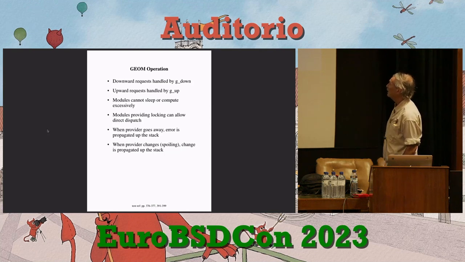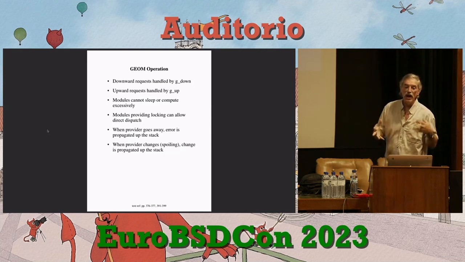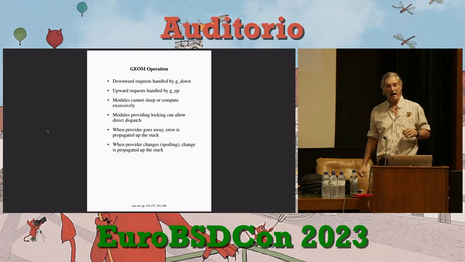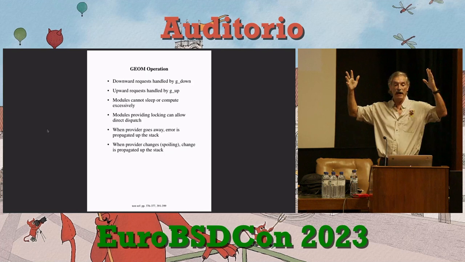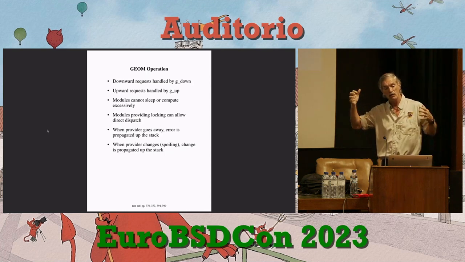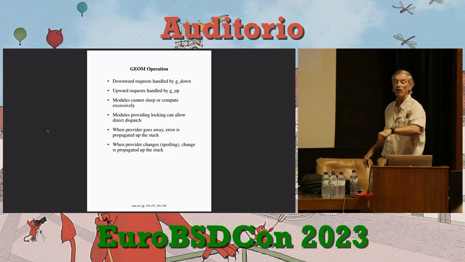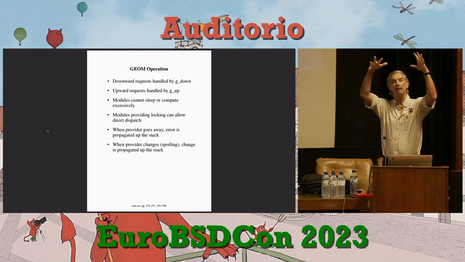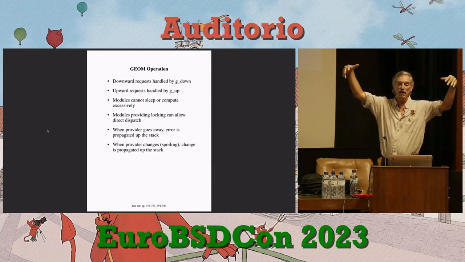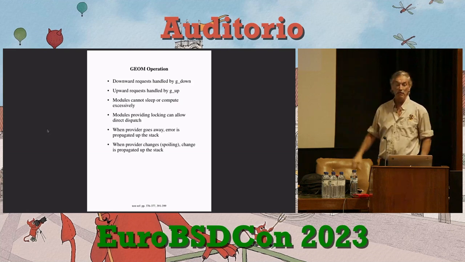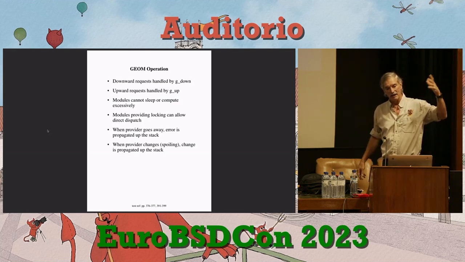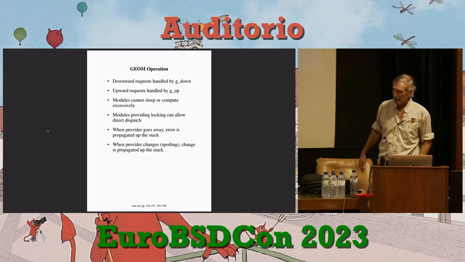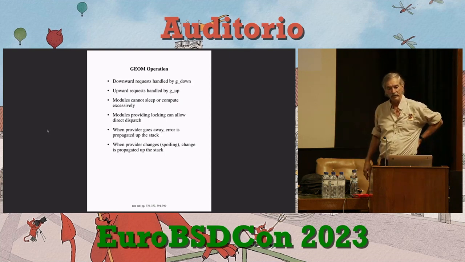The other thing is when a provider changes, this is called spoiling, then that gets propagated up the stack. And spoiling is something such as the disk label identifies a GPT label. And so the fact that there are now these two new disk entries is going to get propagated up. And it's that propagation going up where things like the entry will get made in /dev and other operations may occur based on that. Okay?